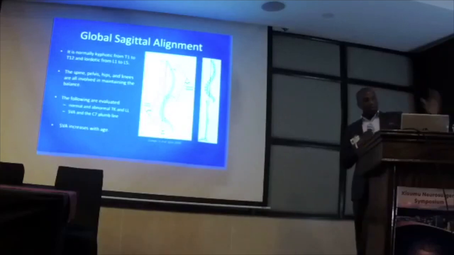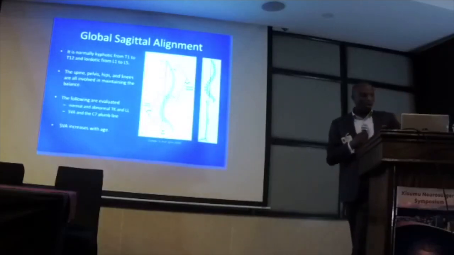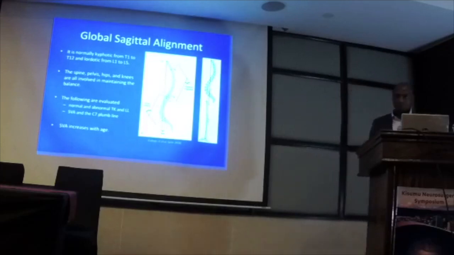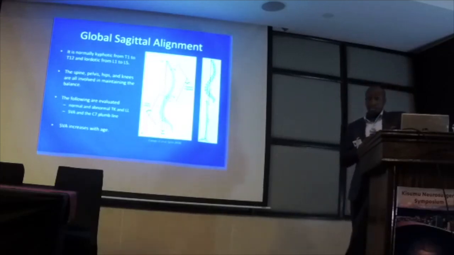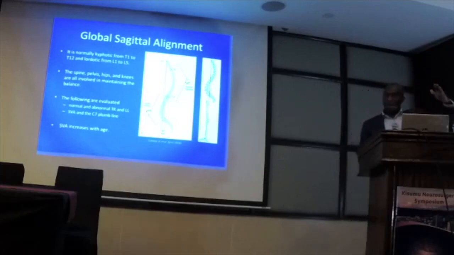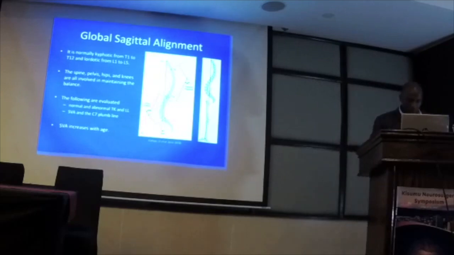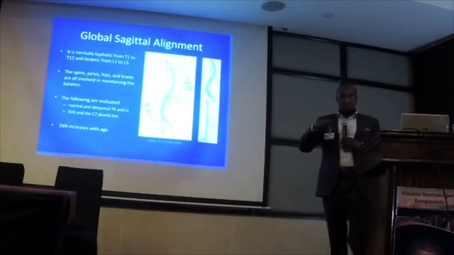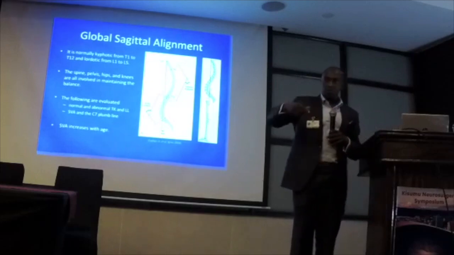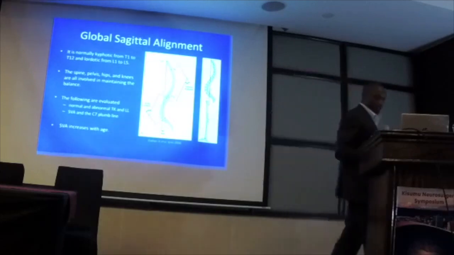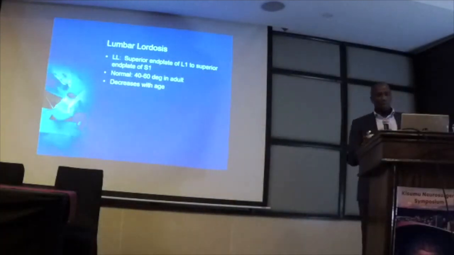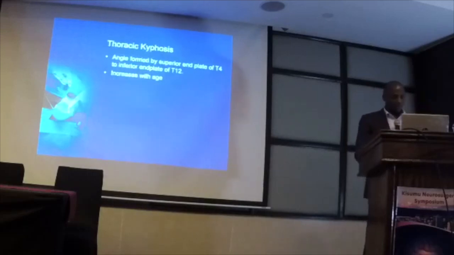The lumbar lordosis is something that we need to be familiar with. It's the angle formed by the superior end plate of L1 and the superior end plate of S1. The thoracic kyphosis is the angle between the superior end plate of T4 and the inferior end plate of T12. And SVA increases with age, and that's as a result of, as you age, your thoracic kyphosis is going to increase, your lumbar lordosis is going to decrease. Now, the normal lumbar lordosis is about 40 to 60 degrees, and like I said, this will decrease with age.